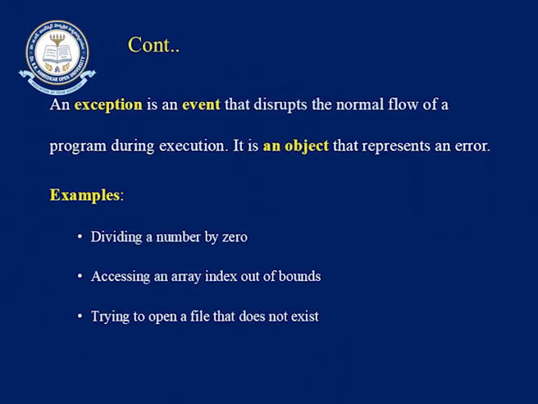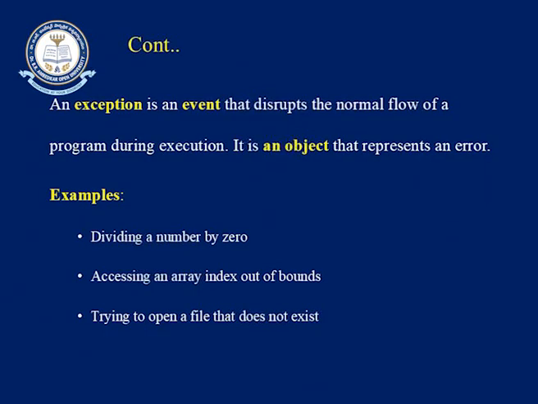Dividing a number by 0 is an exception. The next one is accessing an array index out of bounds. Suppose our array has 10 elements. If you want to access the 11th element, it leads to an exception called array index out of bounds.